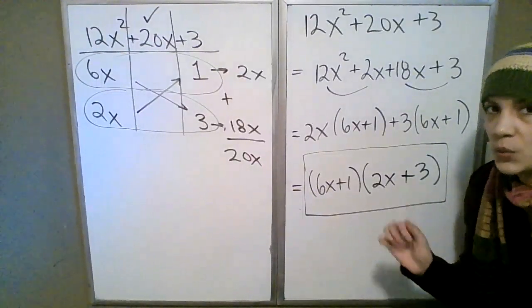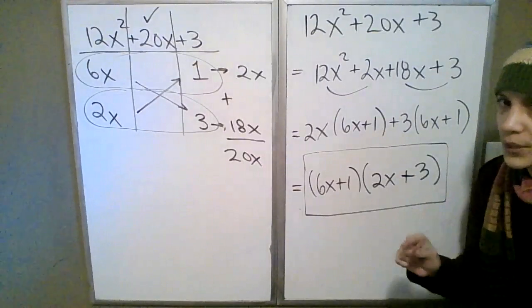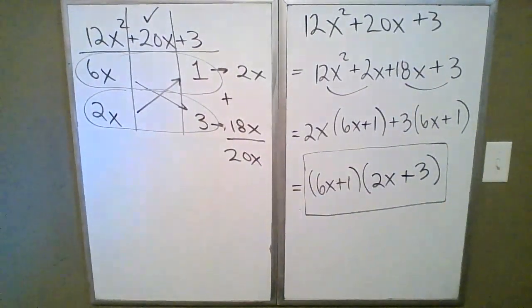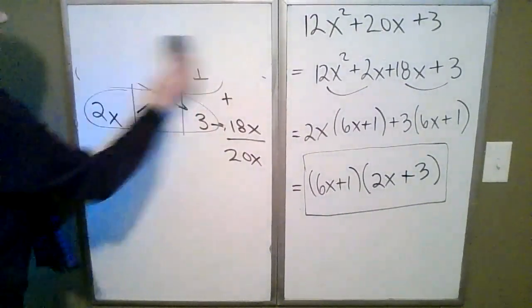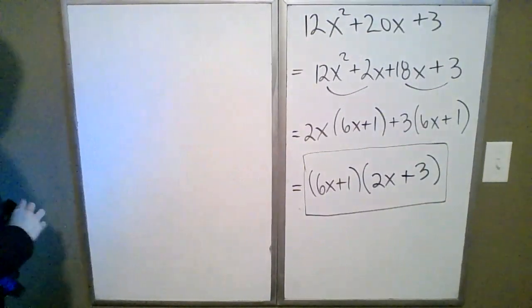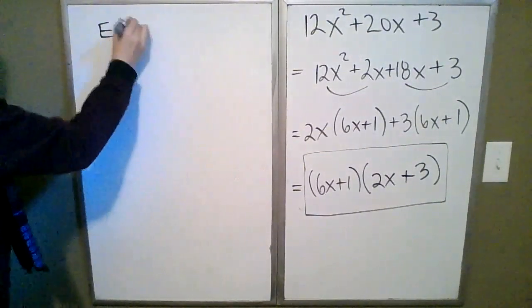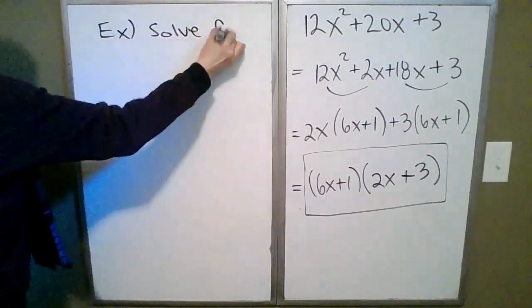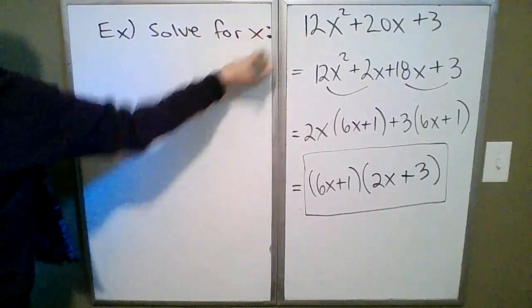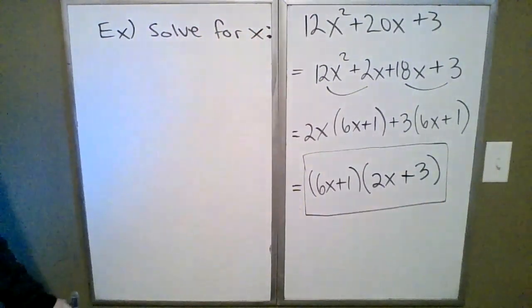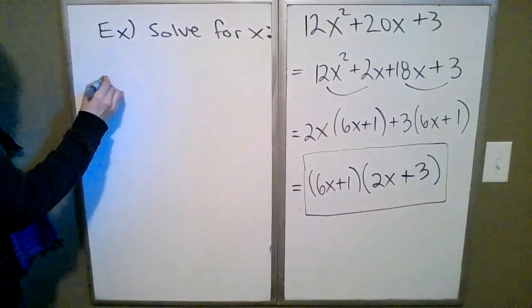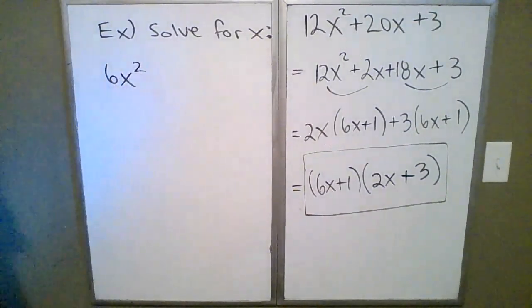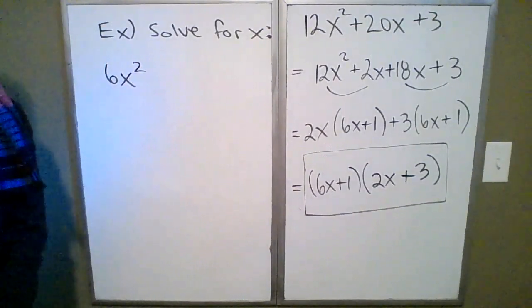Okay, for the next problem, we're going to use factoring to solve an equation. 6x squared equal to negative 5x plus 4.